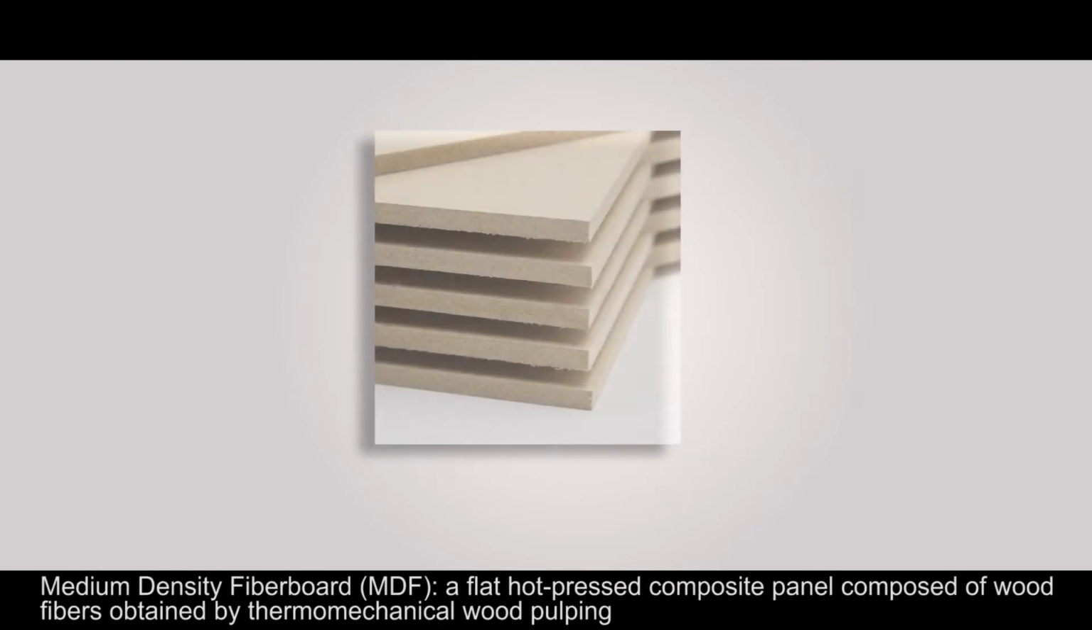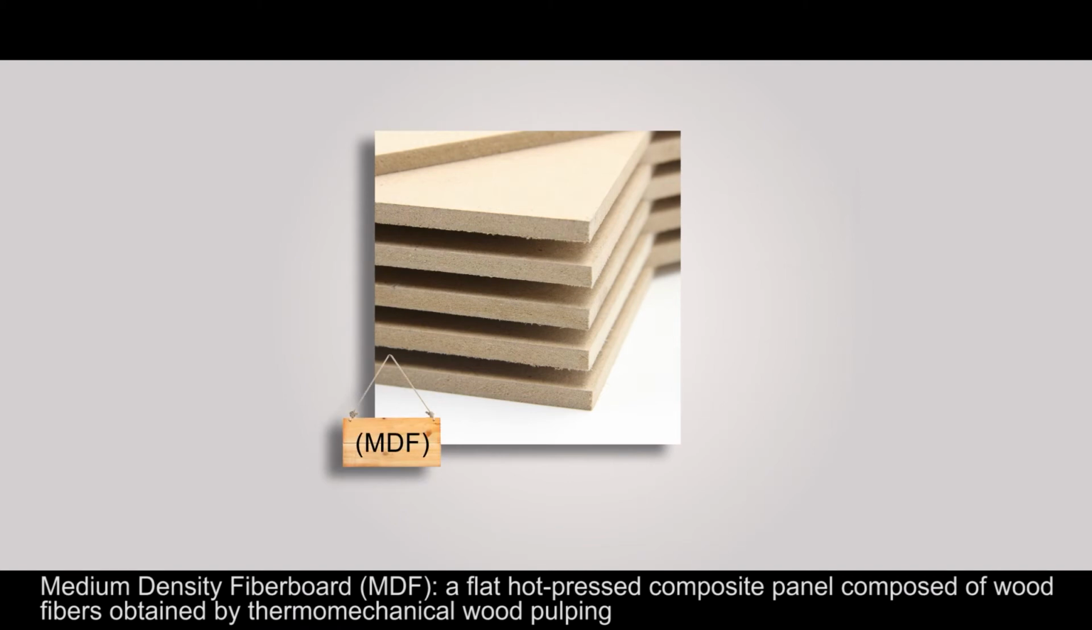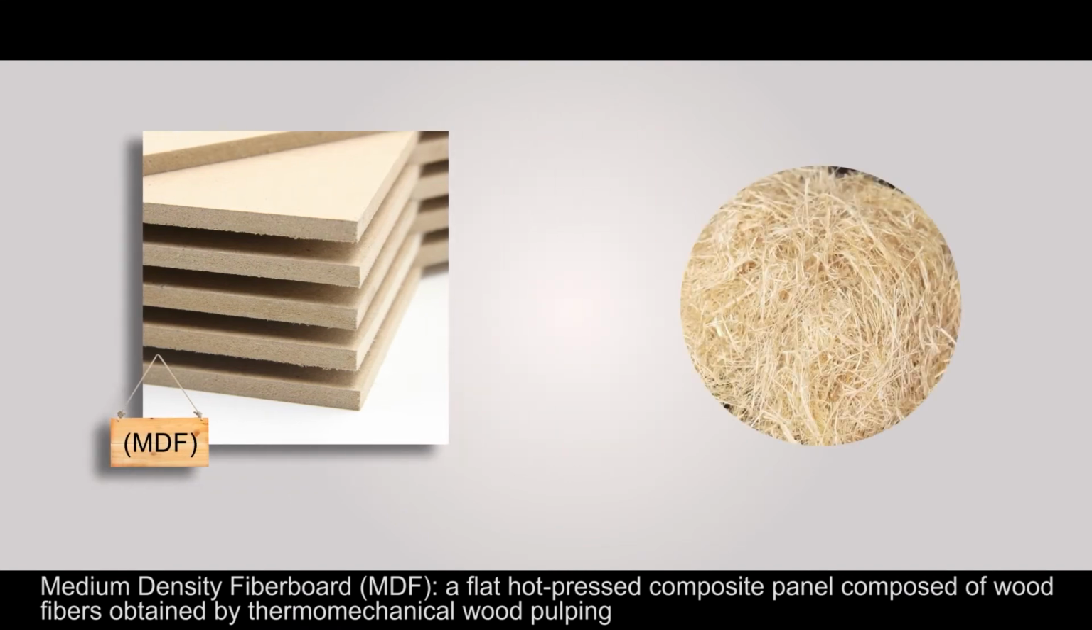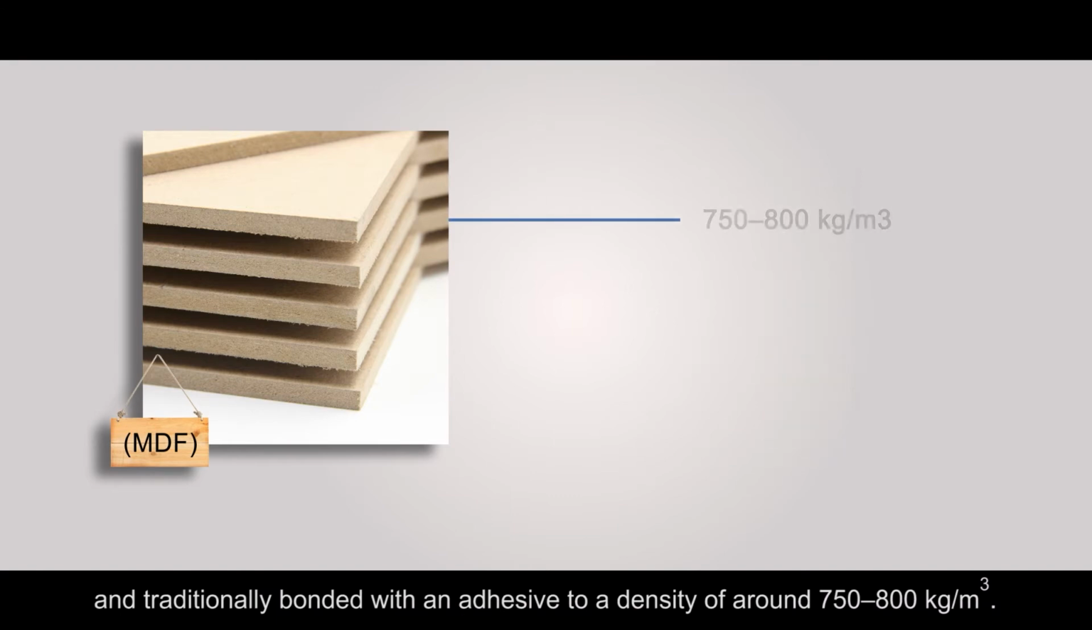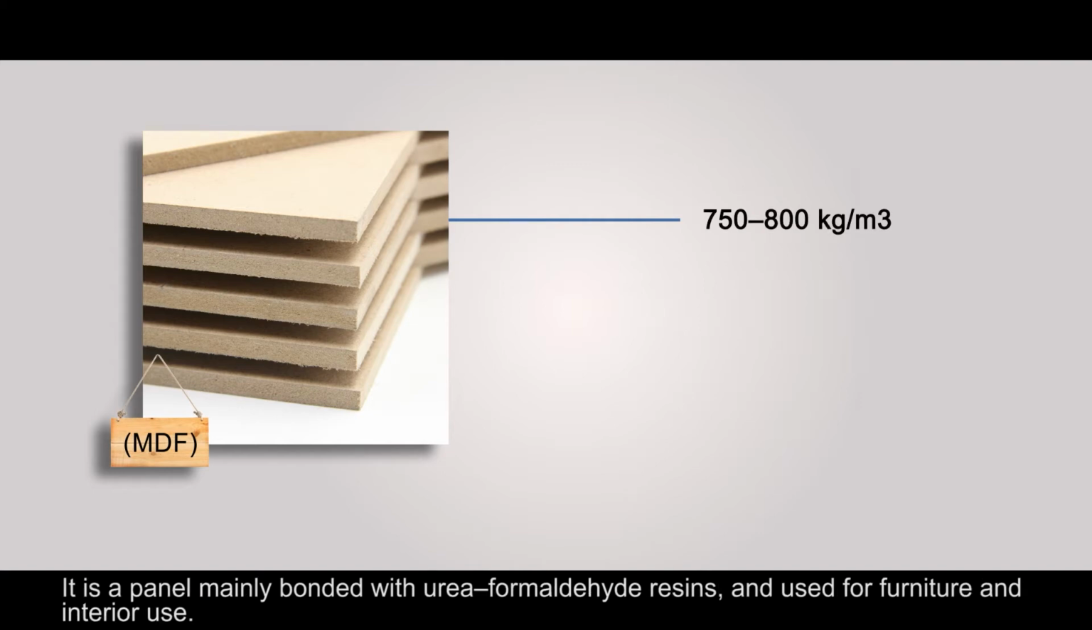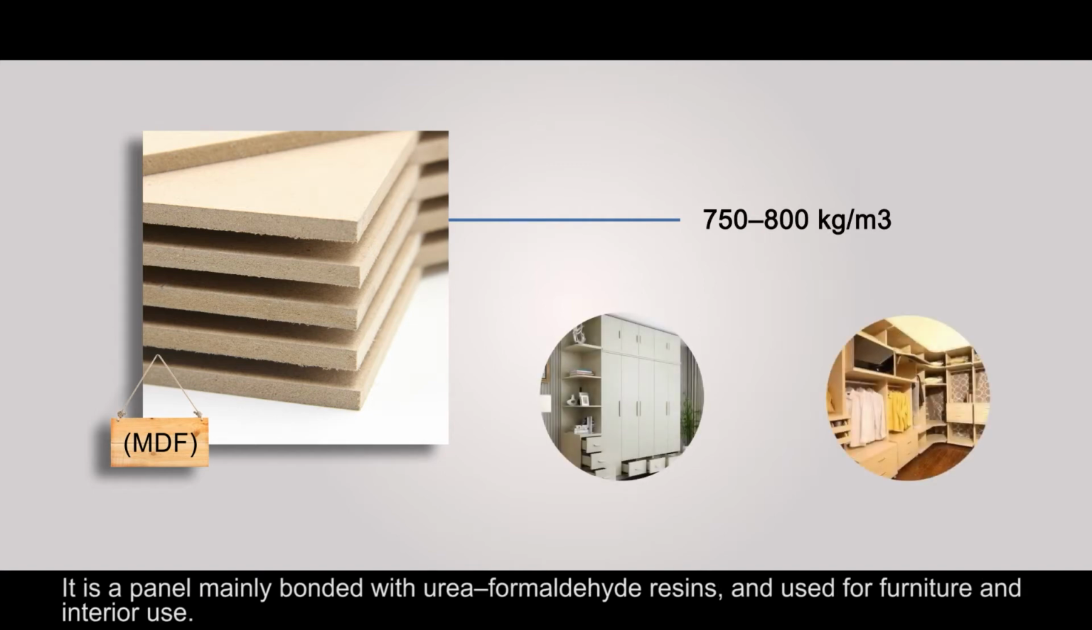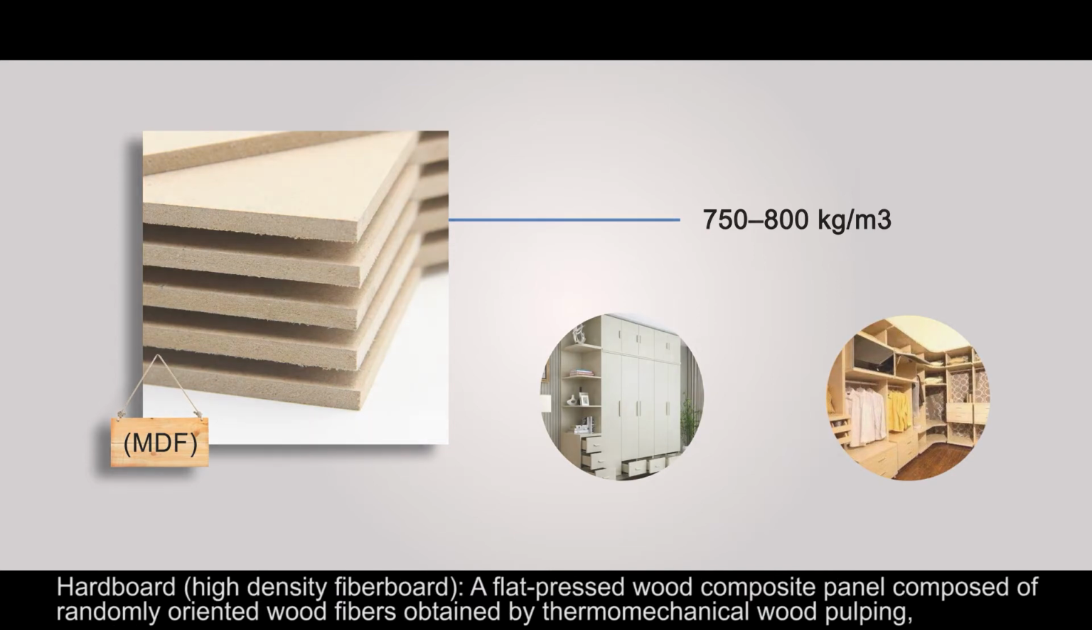Medium density fiberboard, MDF, a flat hot-pressed composite panel composed of wood fibers, obtained by thermomechanical wood pulping, and traditionally bonded with an adhesive to a density of around 750 to 800 kilograms per cubic meter. It is a panel mainly bonded with urea-formaldehyde resins, and used for furniture and interior use.